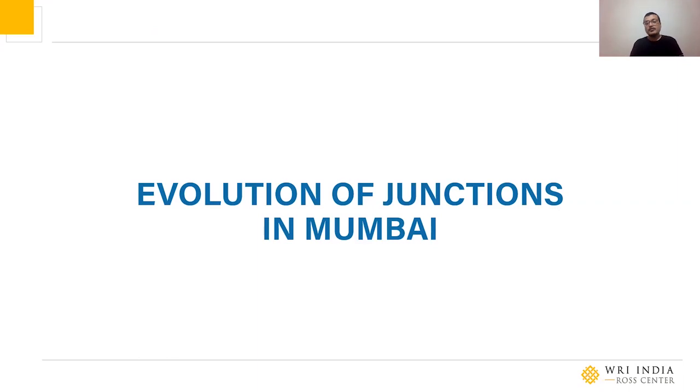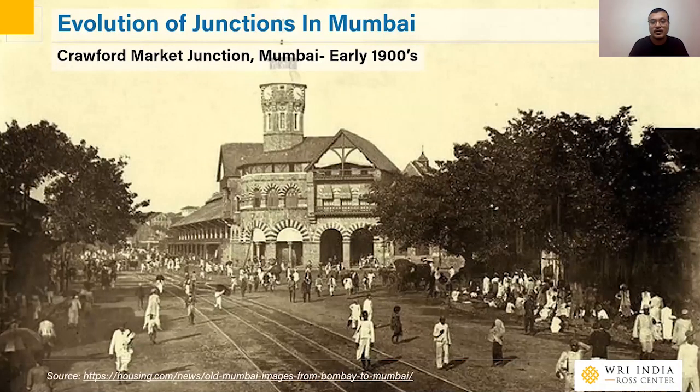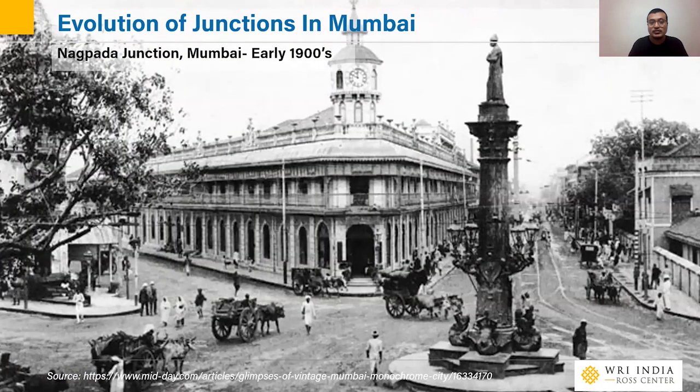Before we go any further, let's take a step back in time where there was not that much traffic on streets. And let's see how some of the iconic junctions in Mumbai looked back then. As we know, Mumbai has always been a city of people where the pedestrian has always formed a majority. It's a city where people mostly walk, and this image of Crawford Market Junction is a great example of that. This is Nagpada Junction from the early 1900s, where the statue of Khada Parsi was originally located.